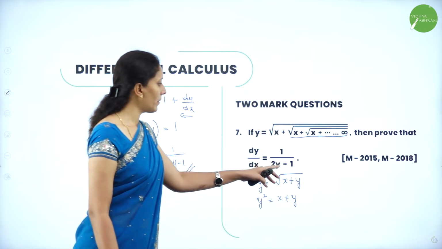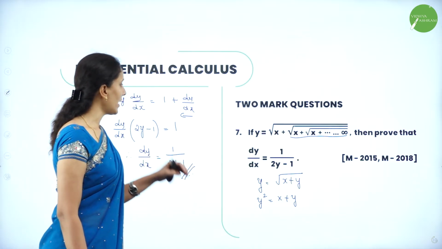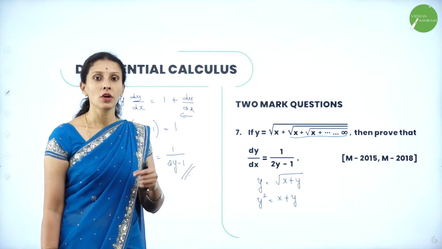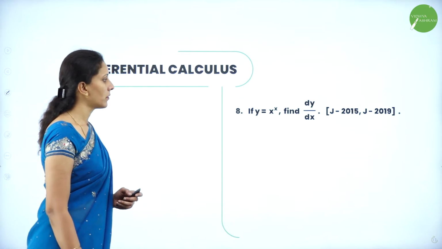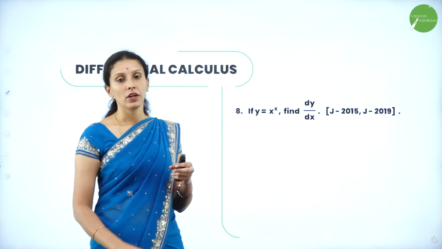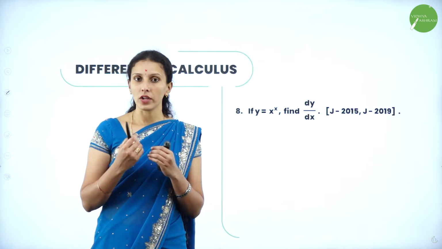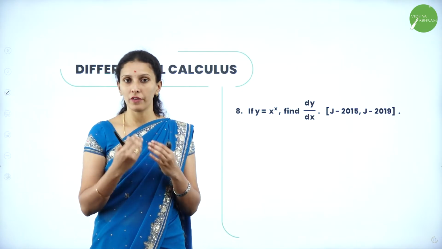So, take the remaining value of root x in terms of y, square on both sides, then derive it. You can get dy by dx is equal to 1 over 2y minus 1. Next one. If y is equal to x power x, find dy by dx. So, you have a function in the form of x power n, where n is a constant. But here we have a function in the form of x power x, where both are functions.